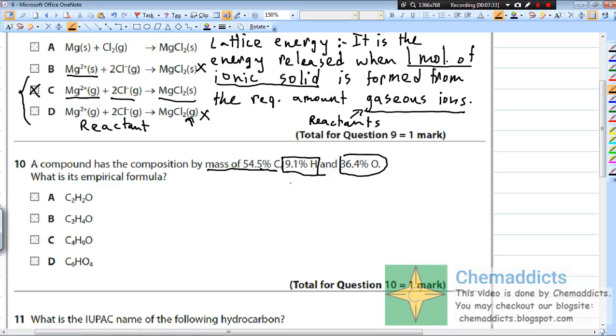Here let us write down the elements that are present in the compound, that is carbon, hydrogen and oxygen. At first, let us find out the number of moles.